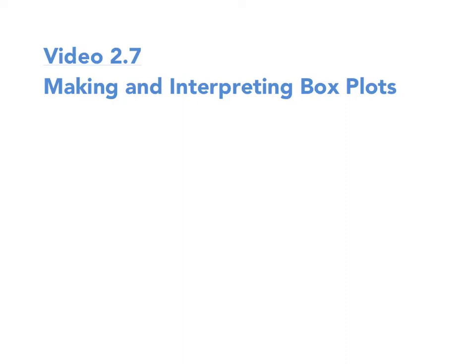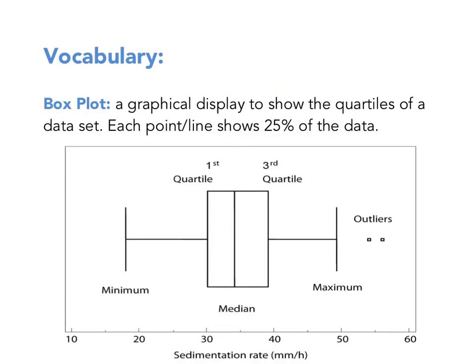For this video, you'll be taking all the information you know how to do now to calculate quartiles and making a box plot to visually represent that 5-number summary. So some vocabulary you need to get down is what is a box plot? A box plot is a graphical display to show the quartiles of a data set. Each point or line shows 25% of the data.